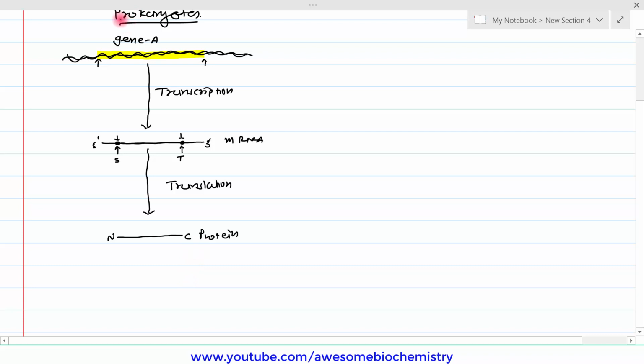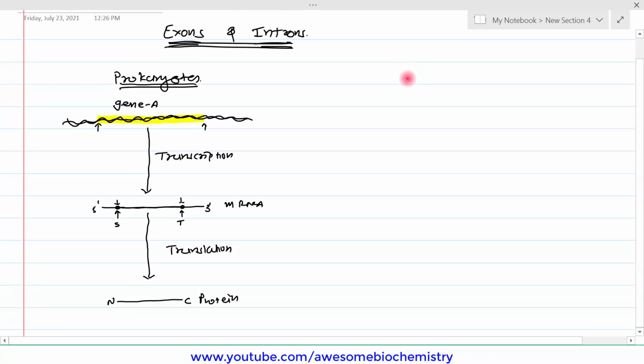So, in bacteria or in prokaryotes, most of the genes behave in this way. It is very simple and very straightforward, right? What happens in the case of eukaryotes? In the case of eukaryotes, things become complicated. So, let us try to understand.